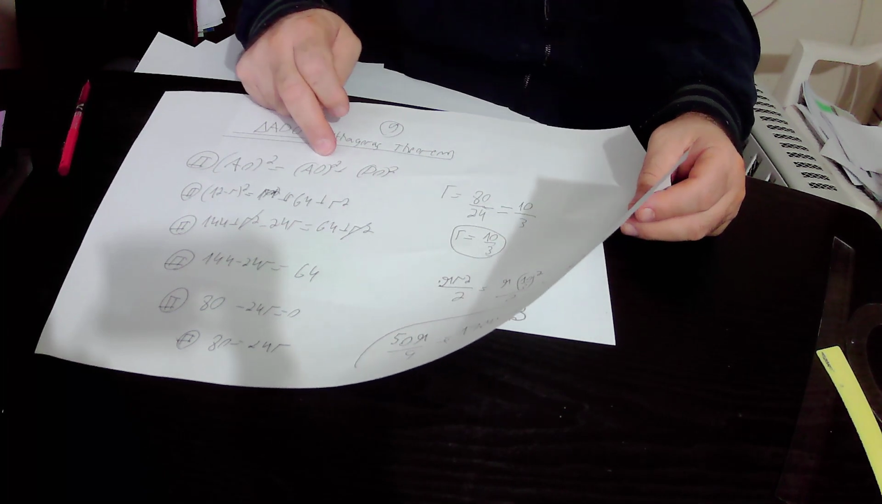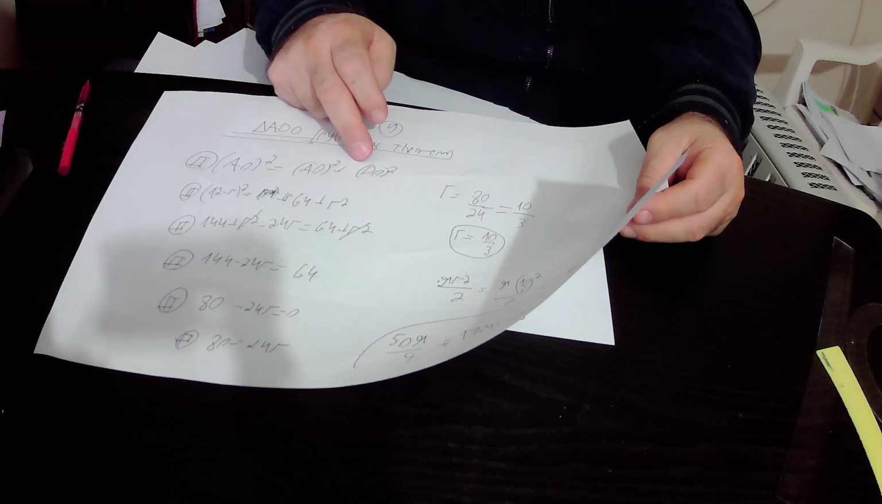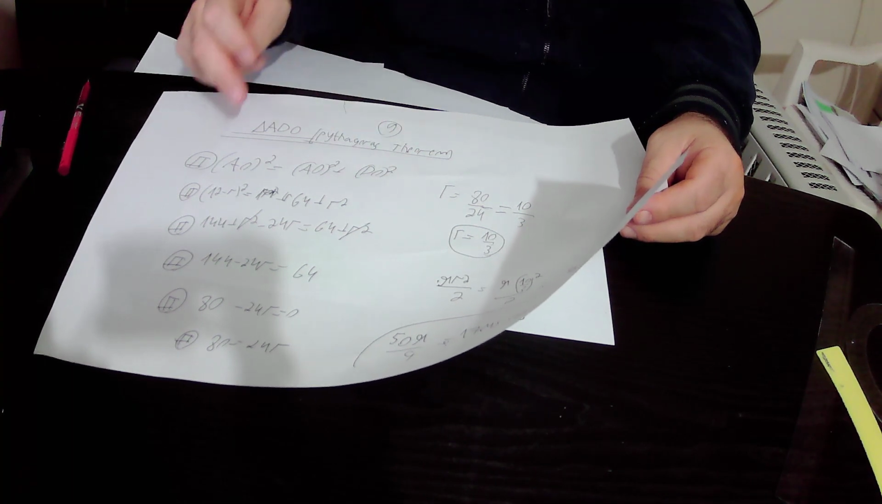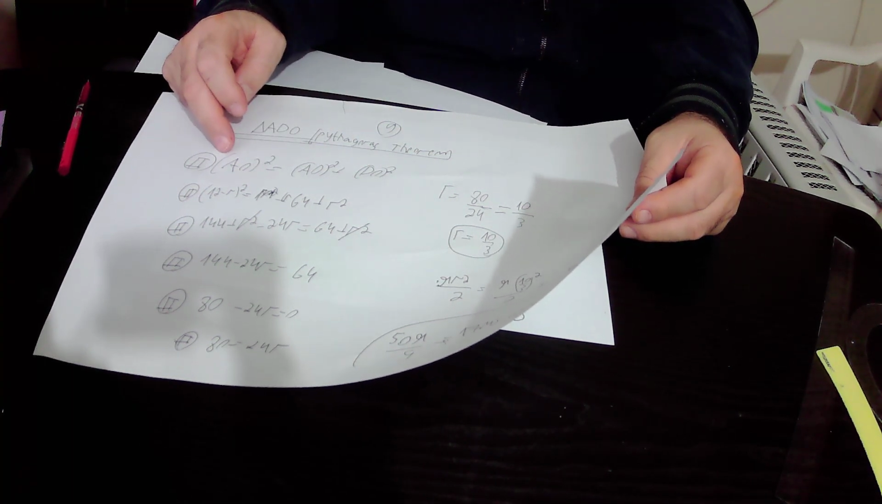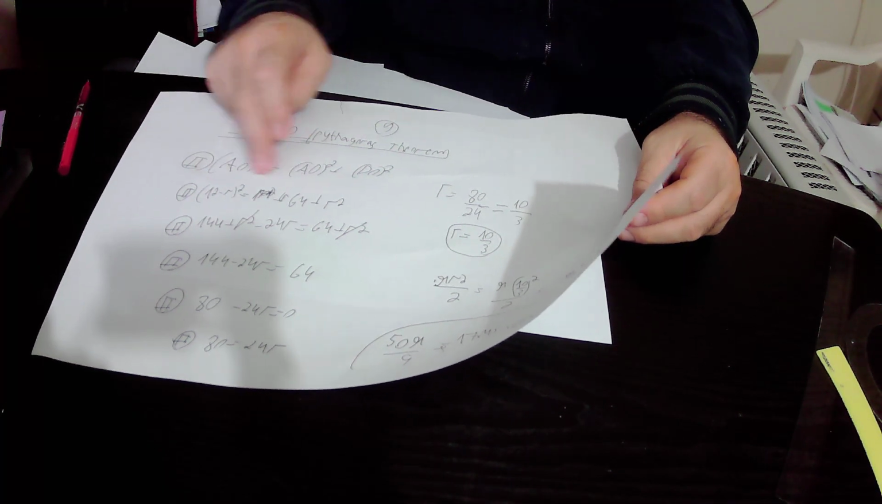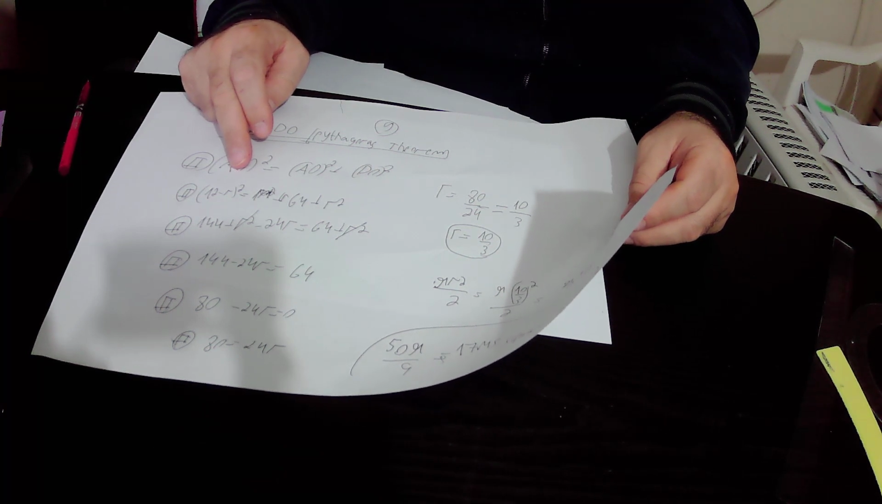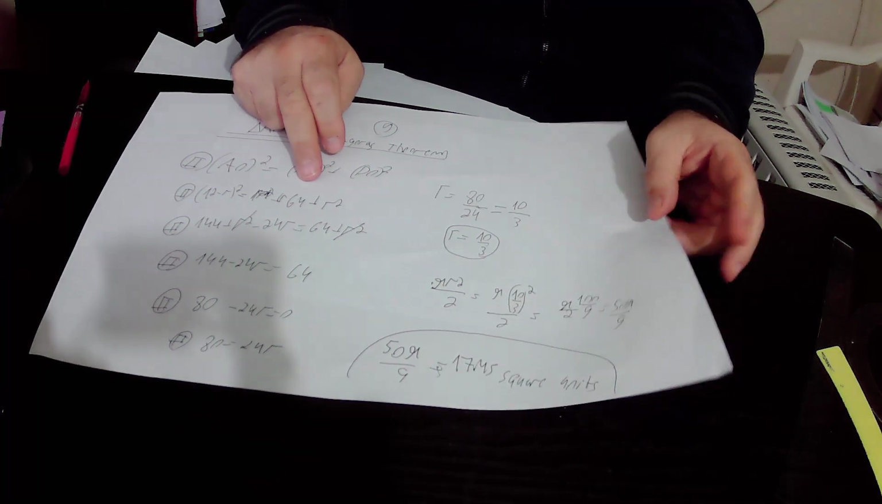8 square is 64. DO is R, so DO square is R square. AO equals 12 minus R, so AO square is 12 minus R square. So we got to this equation. We open the brackets here. 12 minus R square is 144 plus R square minus 24R. And it equals 64 plus R square.